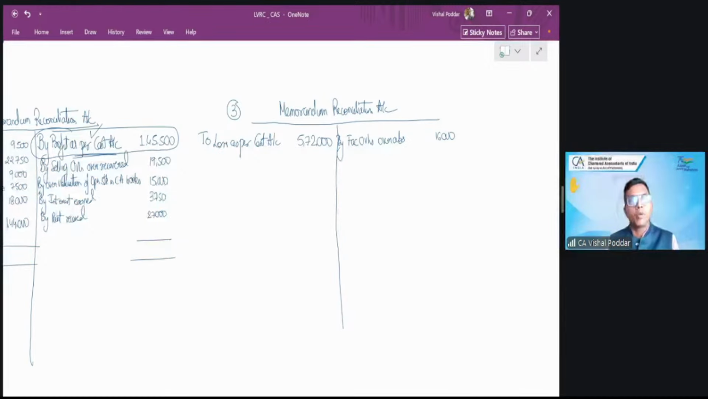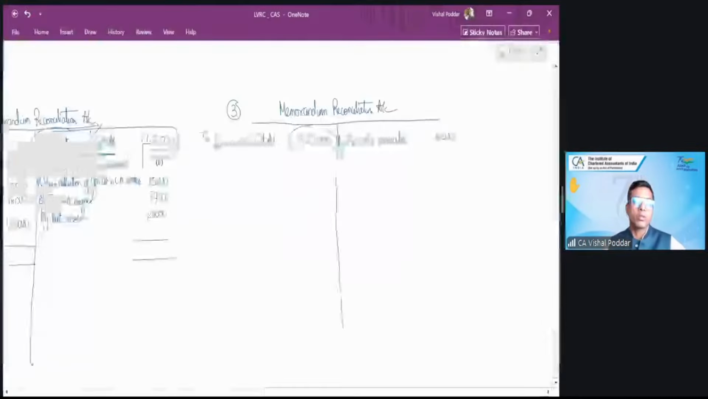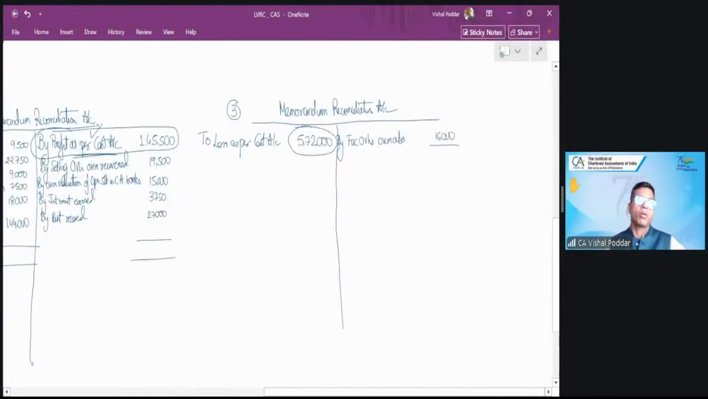So factory overheads overcharged. Overcharge means expenses are more in costing. And here my hand represents loss. If expenses are more, what is the impact? The loss will be higher. And since the loss is higher, I get these levels of losses. Now I've taken the starting point as costing loss, so I'll have to climb down. So I will subtract. And for subtract, since the opening balance is written on the debit side, you will put it on the credit side. Right, students?